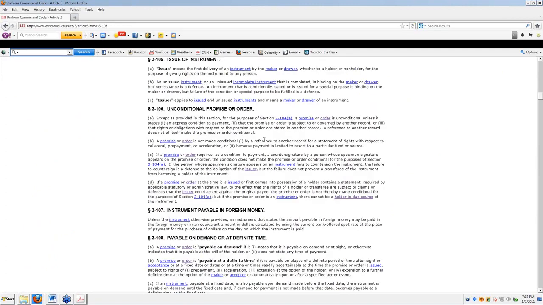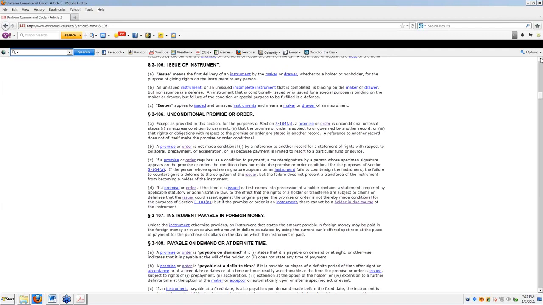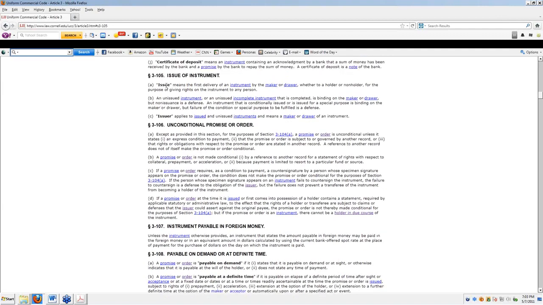What does that say? Issue. Issue means the first delivery of an instrument containing an acknowledgement by a bank that a sum of money has been received by the bank and a promise by the bank to repay the sum of money. Where are you reading? Oh, that's a certificate of deposit. I was reading the wrong thing.